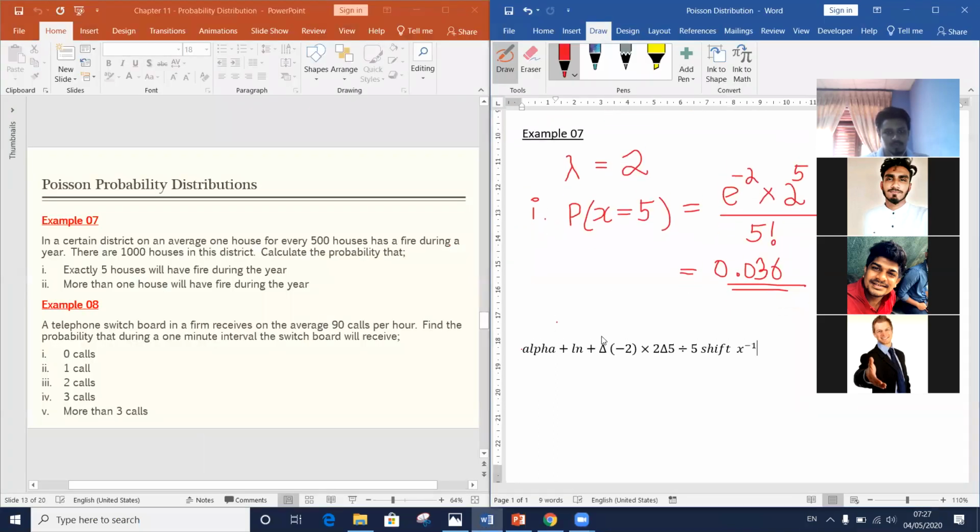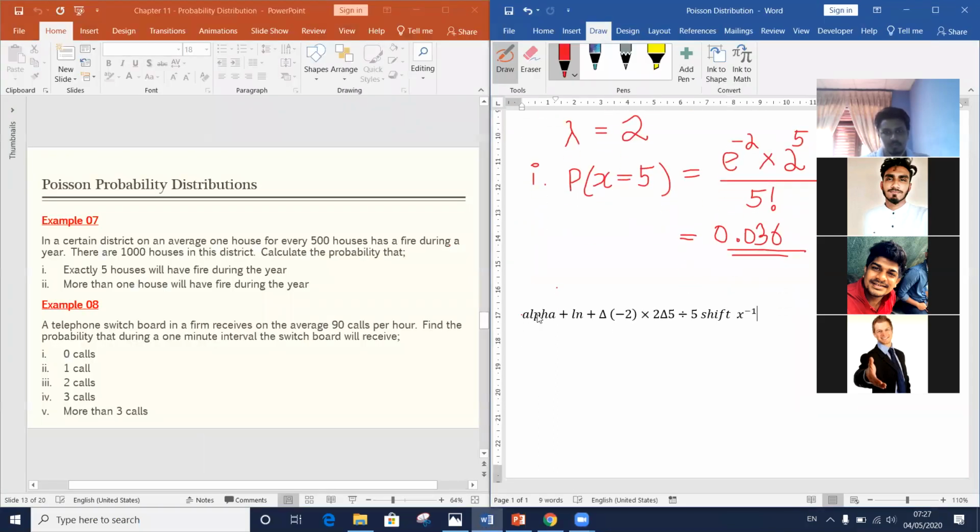Right, part 2. What does it ask? Calculate the probability that more than one house will have fire during the year. More than one house will have fire during the year. It means what? More than one house.